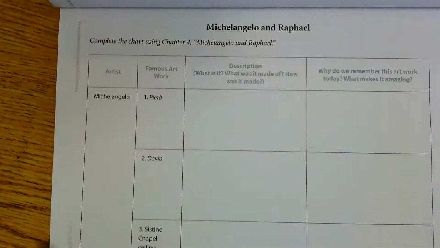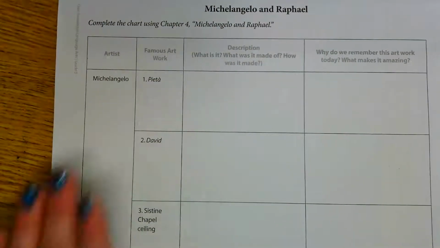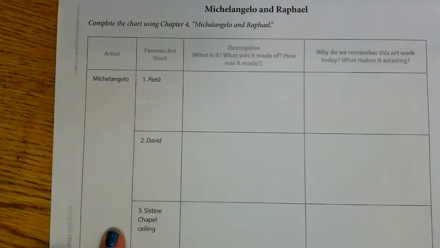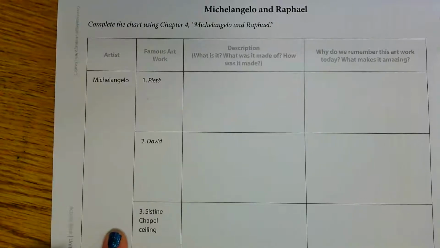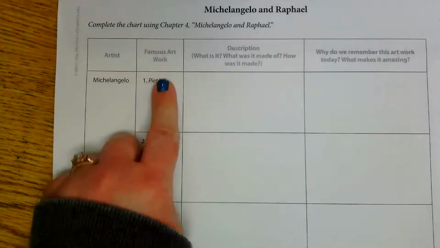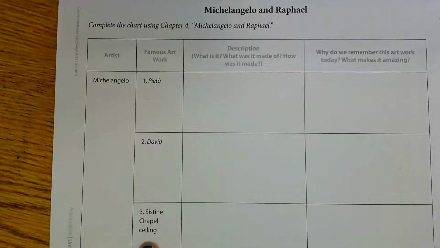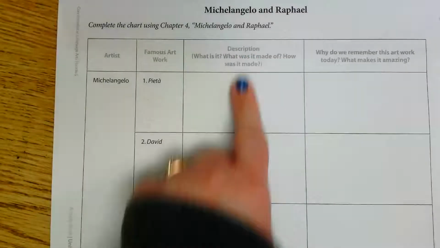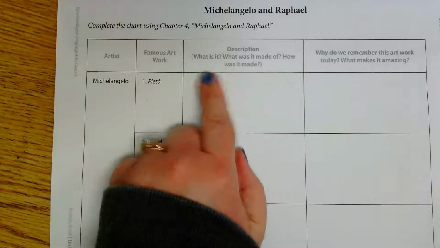So if you look at this chart, there are a few columns we want to discuss. In the far left column, it's going to give us the artist, and again, we're only talking about the two from this chapter. Then it's going to give you famous artworks that you're going to be writing about. The next column is a description. So you have to say, what is it?